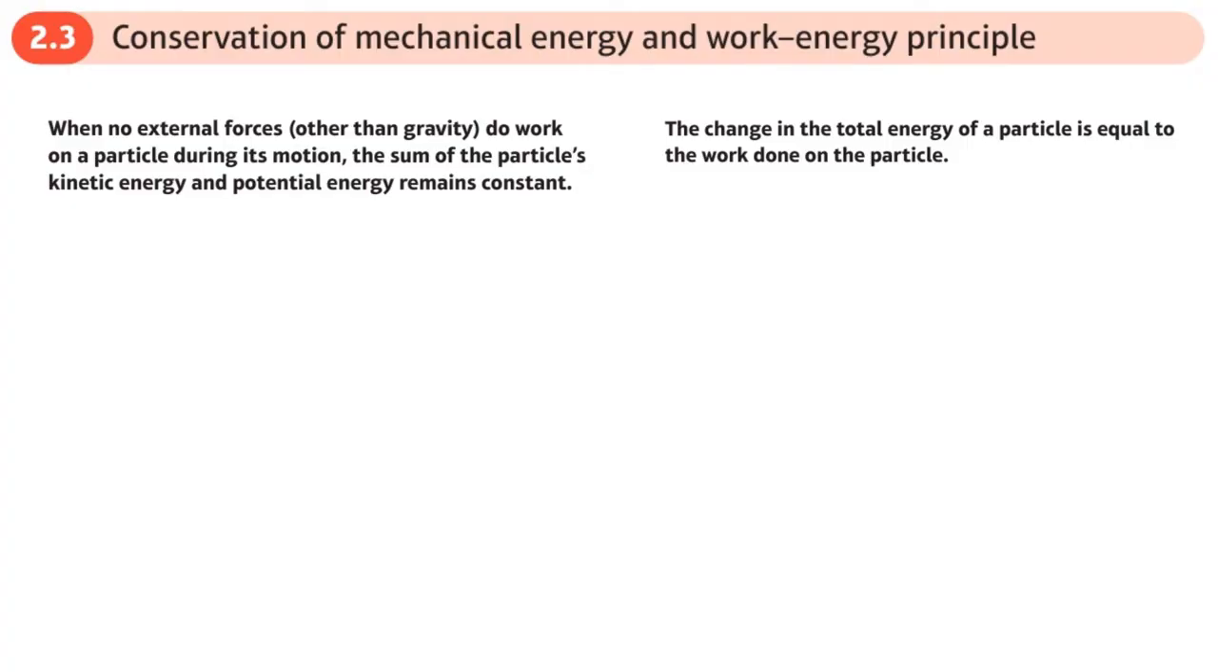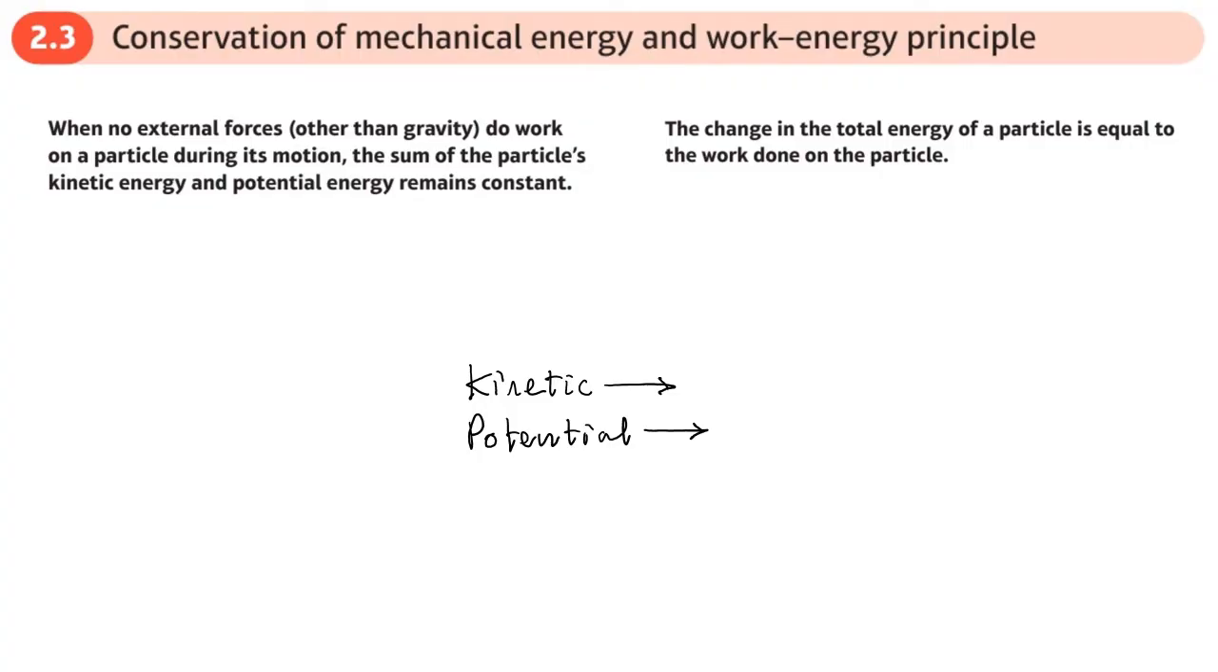So the first thing to note is that we've now come across two types of energy. So we have kinetic energy. You'll remember that this is the energy that something has because of its velocity or speed, and we also have potential energy, which is the potential that it has because of its height.